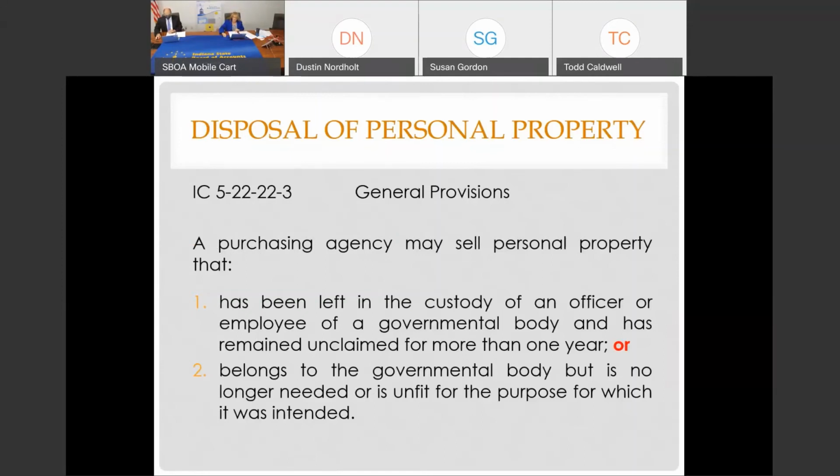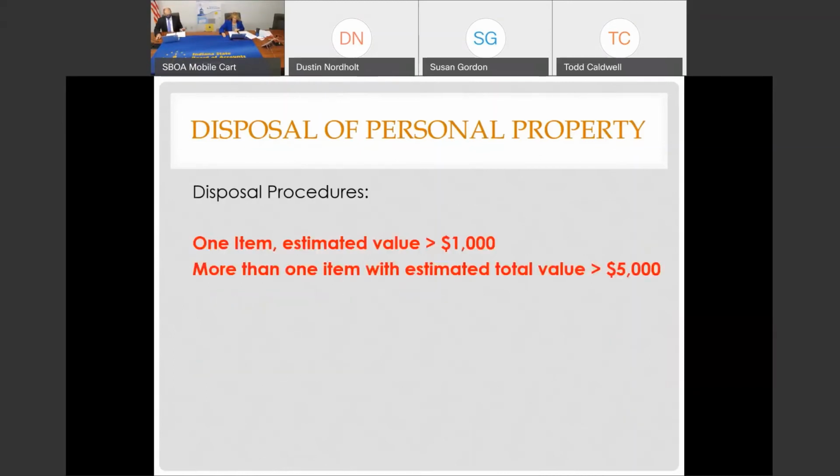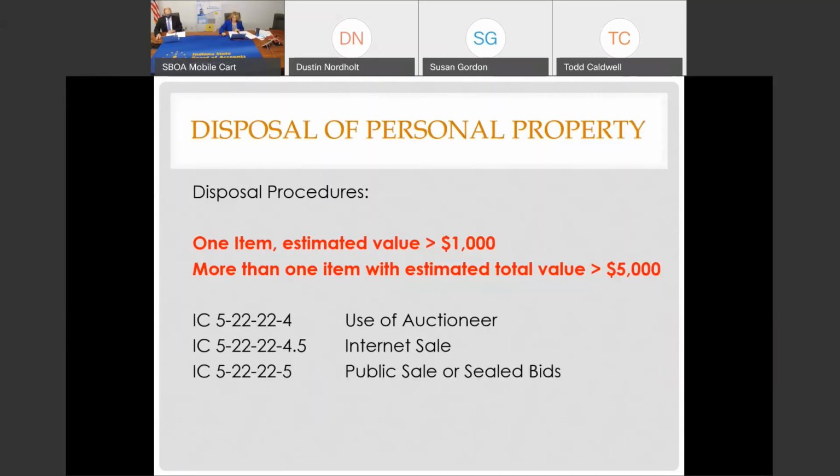A purchasing agent can sell personal property that's been left in the custody of that unit, or has remained unclaimed for more than a year, or it belongs to the governmental body but it's no longer needed, or it's unfit for the purpose for which it was intended. In general, if you have one item with an estimated value that's greater than $1,000, or more than one item with an estimated value of greater than $5,000, you have 3 options. One is use of an auctioneer, the next would be an internet sale, and then there would be a public sale or sealed bids.